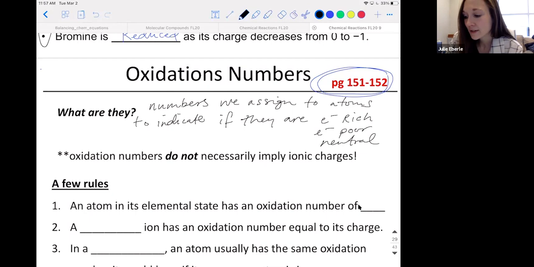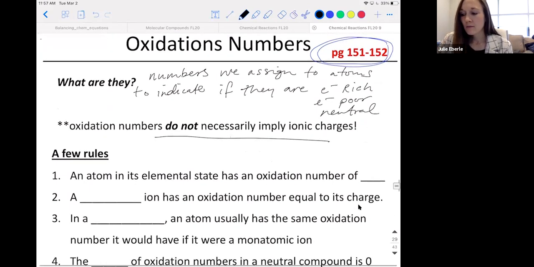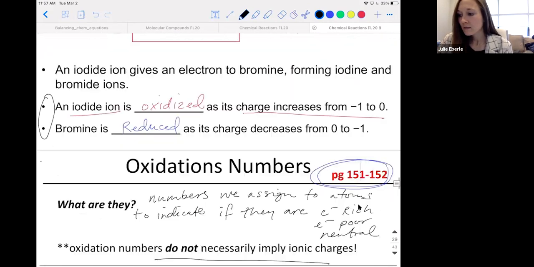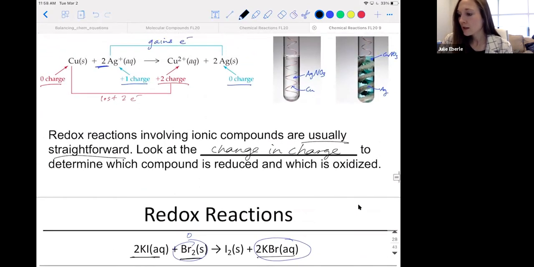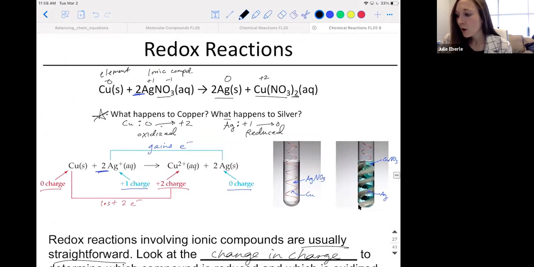But there is a difference, okay? Even though they feel a whole lot like ionic charges, they do not necessarily imply ionic charges. And this is where the book is going to help clarify, because what I'm saying probably sounds very vague. But there are some rules when we assign all these numbers, like we've been doing with the copper and the silver. These are oxidation numbers.